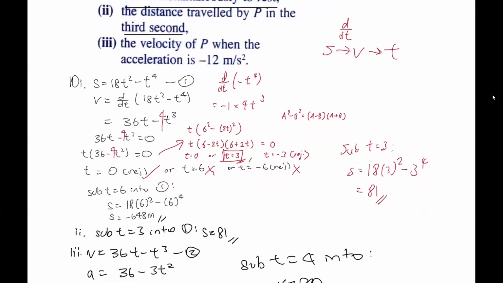The distance traveled by P in the third second. So hopefully you understood the hint. Third second means you want to look at the distance traveled from t equals 2 to t equals 3 duration. All right. So what's the procedure again when you want to find distance? 4-step procedure.